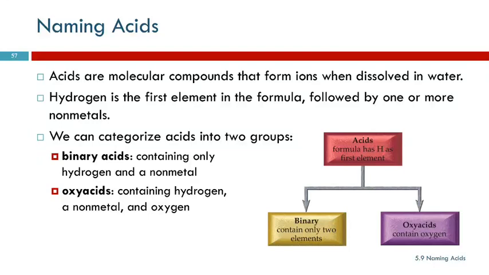Naming acids. So acids are a special category of molecular compounds. Acids are molecular compounds, but they're ones that form ions when they're dissolved in water. Most molecular compounds do not form ions, even when they're dissolved in water.